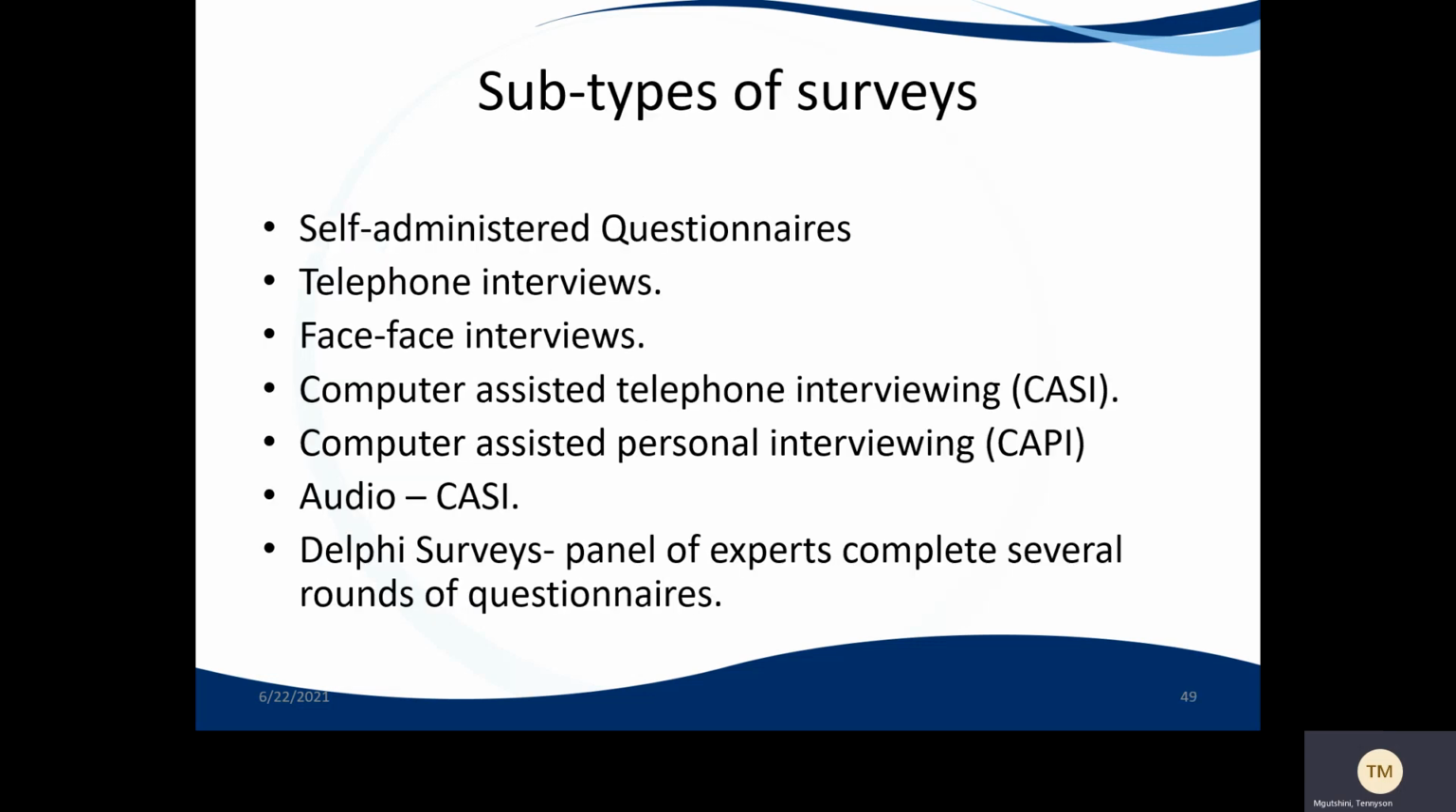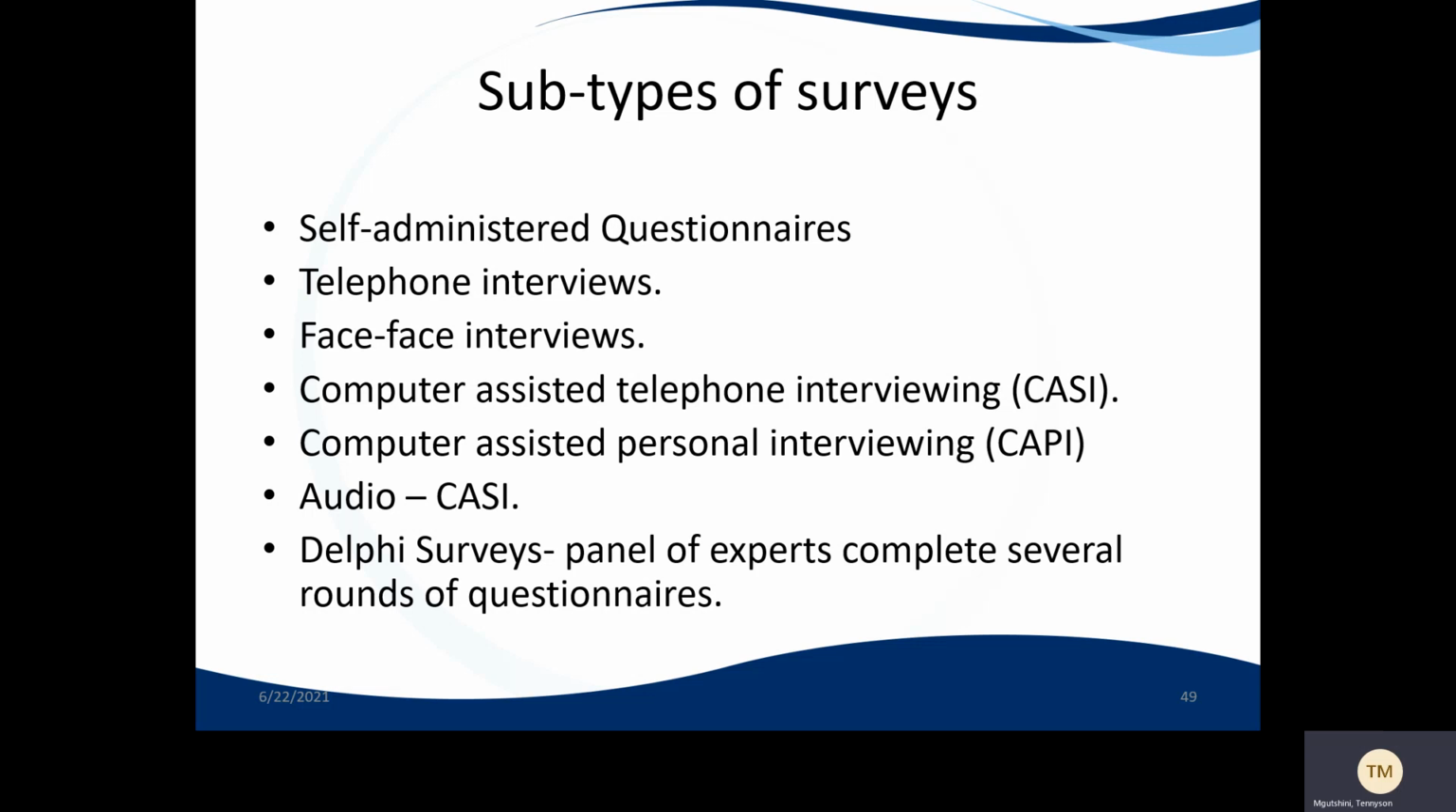Now, everybody has always assumed that surveys must mean that people complete a paper. And what I want to share, especially in the context of the COVID-related restrictions that we have, is that surveys can exist as different subtypes. The first subtype is what we typically know to be surveys, the self-administered questionnaire.